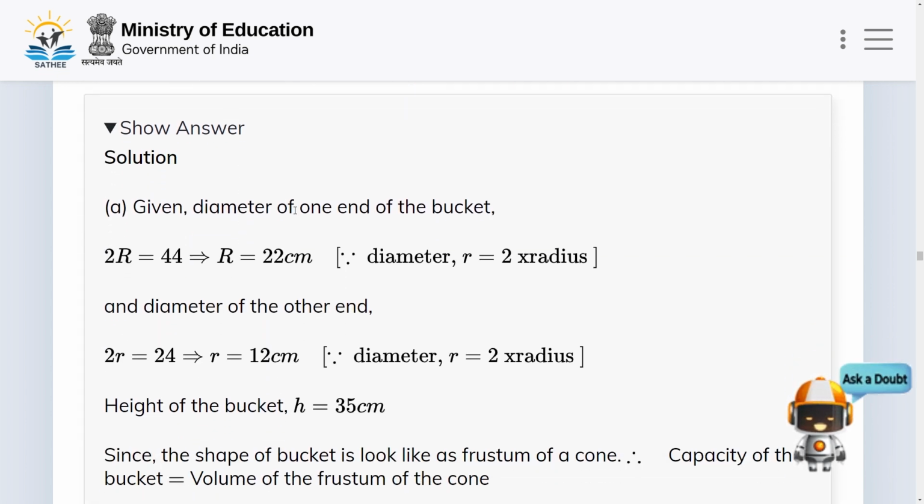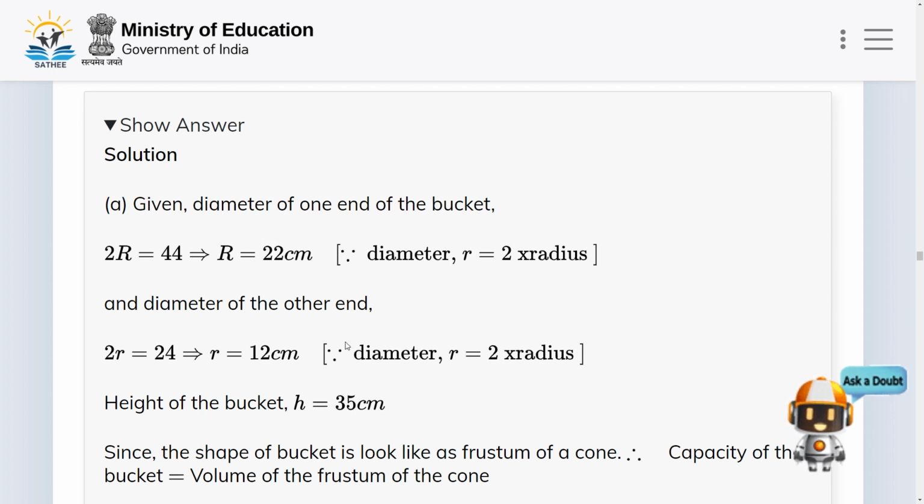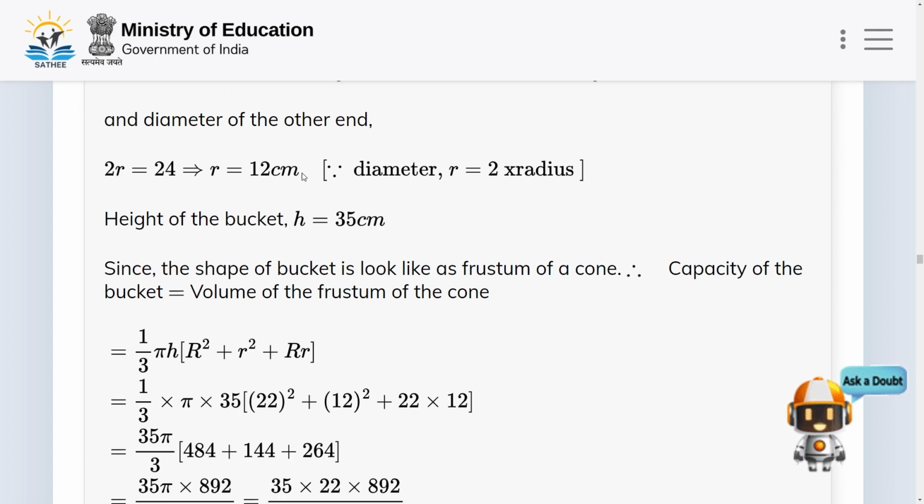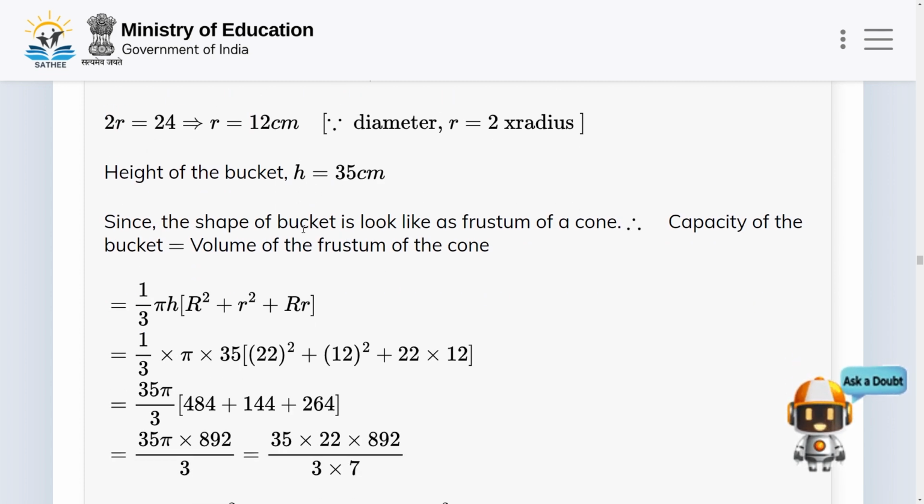Here, given the diameter of one end of the bucket, 2R is equal to 44, and this implies R is equal to 22 centimeter. The diameter of the other end is 2r equal to 24, and this implies r is equal to 12 centimeter. The height of the bucket h is equal to 35 centimeter, and since the shape of the bucket looks like a frustum of a cone, the capacity of the bucket is equal to the volume of the frustum of the cone.